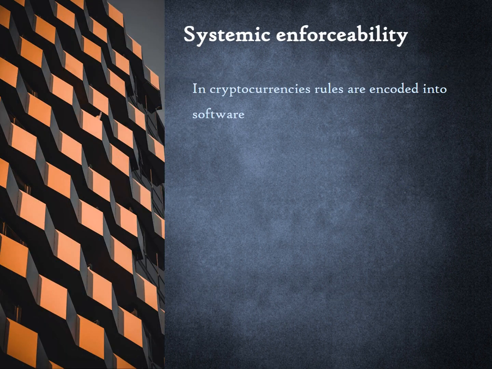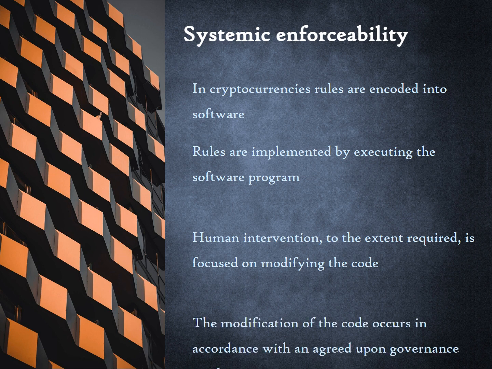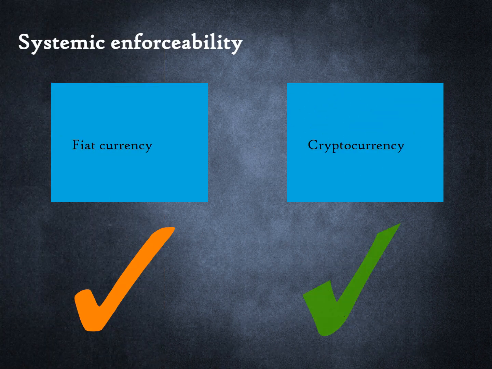In cryptocurrencies, rules are encoded into software. Rules are implemented by executing the software program. Human intervention, to the extent required, is focused on modifying the code. The modification of the code occurs in accordance with an agreed-upon governance mechanism. In the system enforceability criteria, cryptocurrencies are far more advanced than fiat money. While even in fiat money, many rules are automated, the level of automation is much higher in cryptocurrencies.